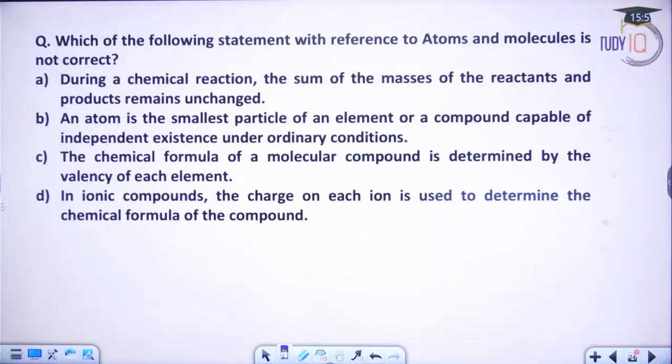All right, so not many people have answered. Let us check the answer. This one, guys, the right answer is option number B. An atom is the smallest particle of an element or a compound. Come on, is the smallest particle of a compound an atom? No, a compound's smallest particle is a molecule, not an atom. Remember that.